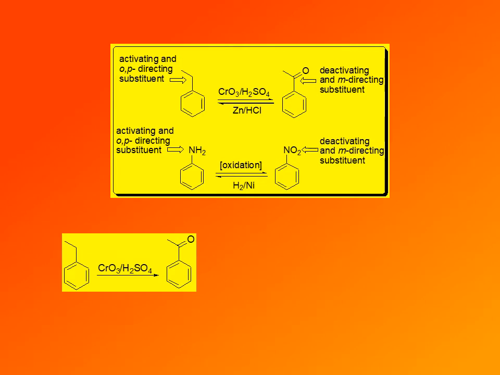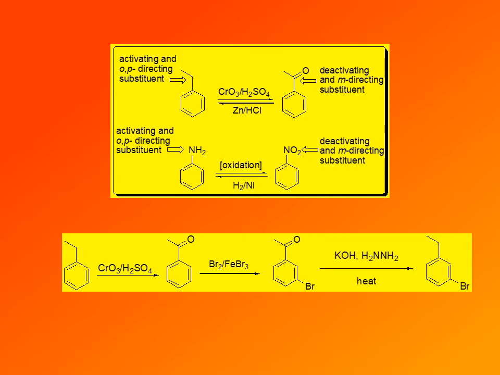So starting with ethylbenzene, a reaction with Jones reagent gives a ketone, that's acetophenone, and then acetophenone upon bromination gives meta product, meta-bromoacetophenone. That's because keto group is meta-directing group. And then, for example, Wolff-Kishner reduction will result in reduction of keto group back to methylene group, and that results in formation of meta-bromoethylbenzene. Had we tried to carry out bromination on ethylbenzene, we would have ended up with mixture of ortho and para substituents.